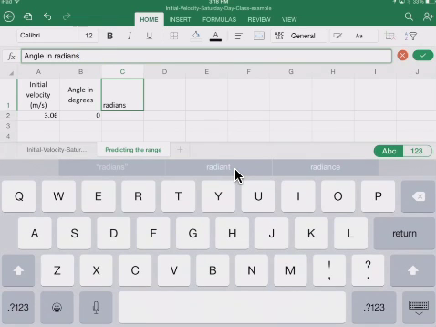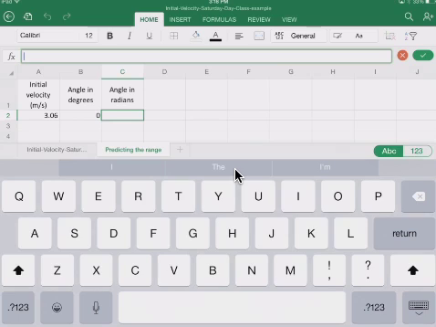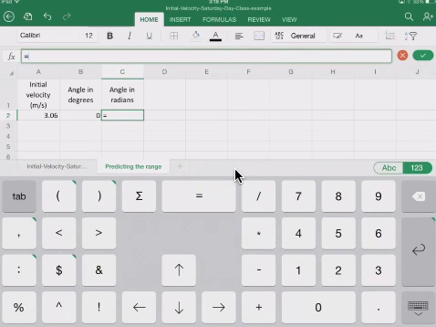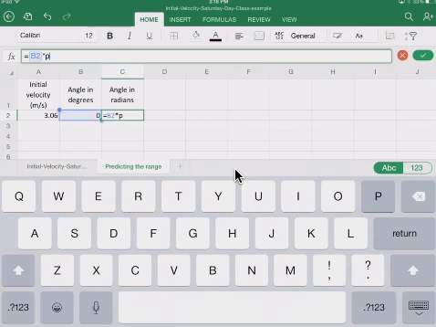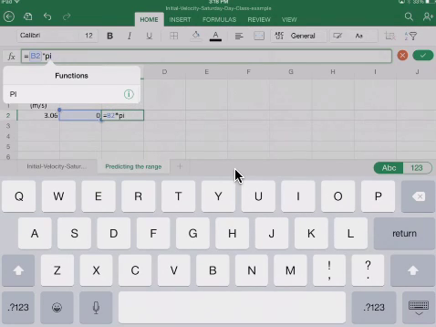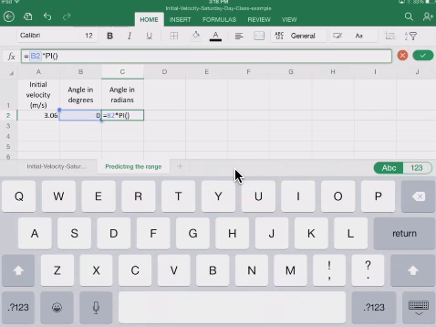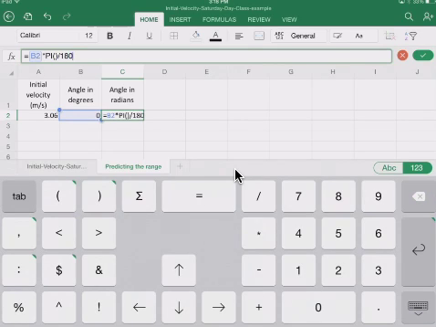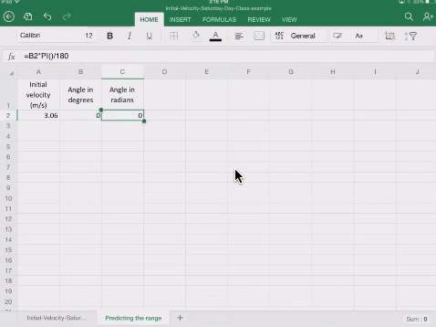All right, so just go ahead and hit return. So we know that this is going to equal our angle in degrees times pi, there's our function, divided by 180. So we should have received 0 there. That's fine. And then after the angle in degrees and the angle in radians are taken care of, the very next thing that we want to work on is calculating the time of flight.